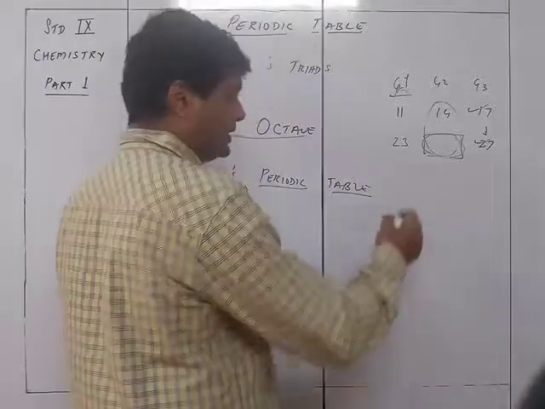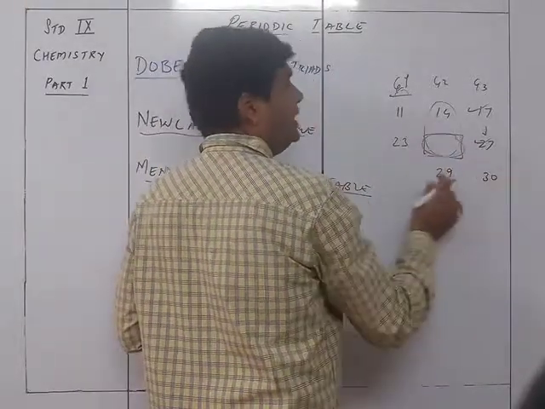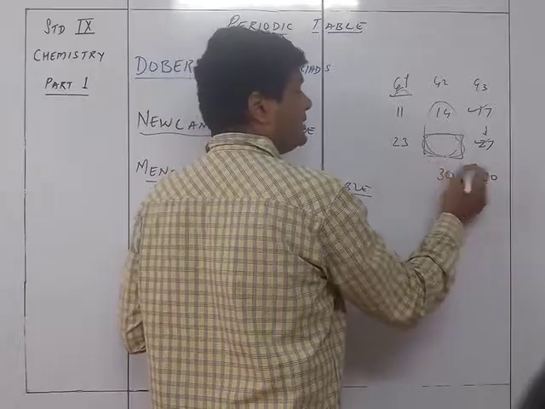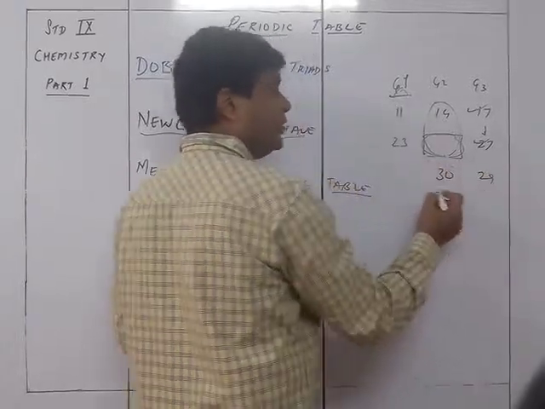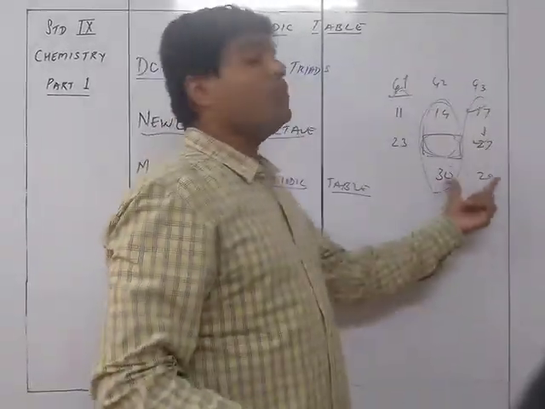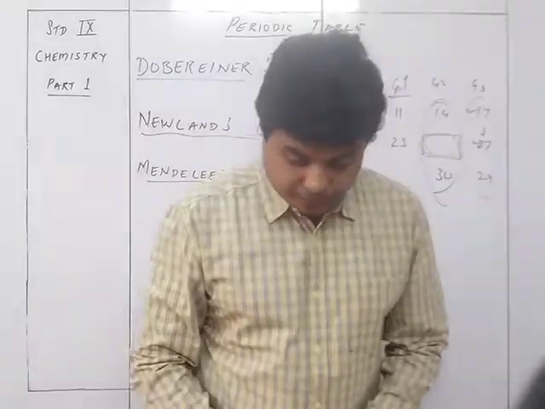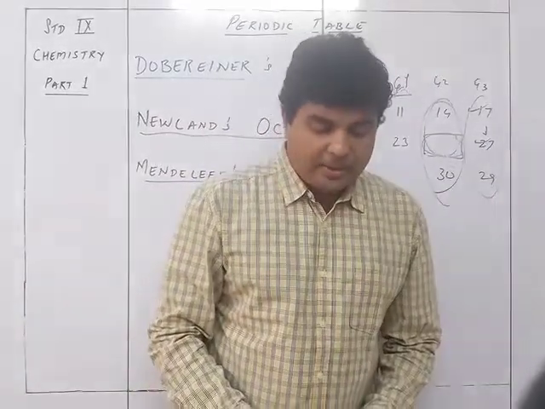Like, what did he do? Suppose here it should be 29 and here it should be 30. He purposely made this 30 and this 29. Why? Because he knew that these are similar and these are similar, but he was not able to explain why he did so. So that's an example over here. This defect arises when he arranged by atomic weight.